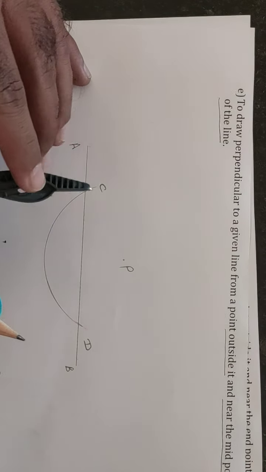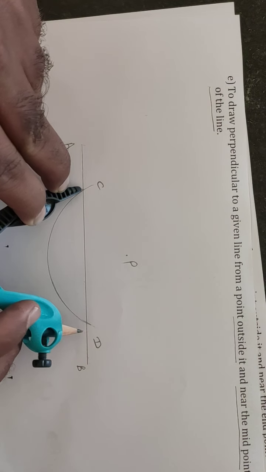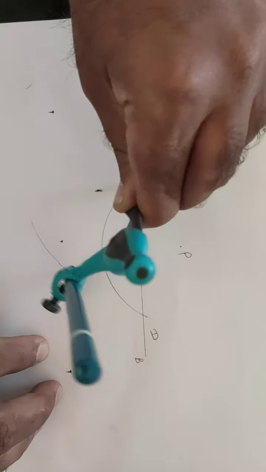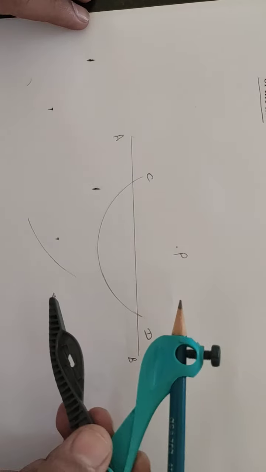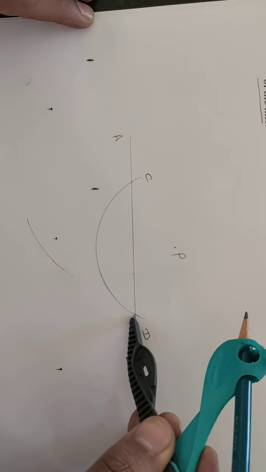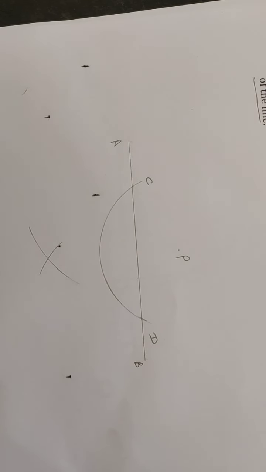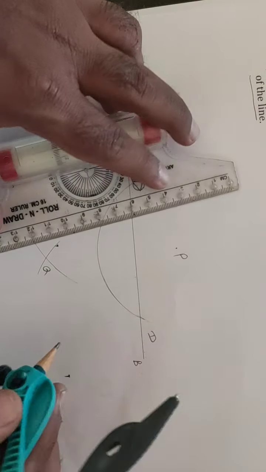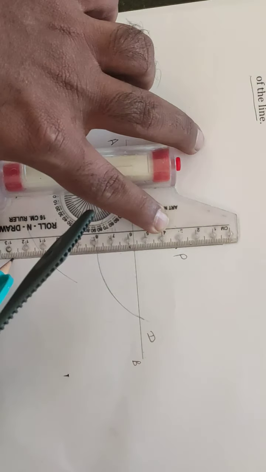Now take a compass, put its metal end on point C, take a distance which is less than the distance CD, like this, and draw an arc on the downside. Now take the same distance in the compass, put the compass on point D, and draw an arc like this. Now we got a point, suppose that point is point Q. Now draw line P to Q, see, like this.